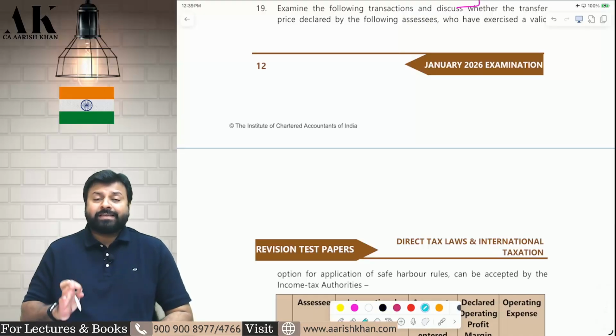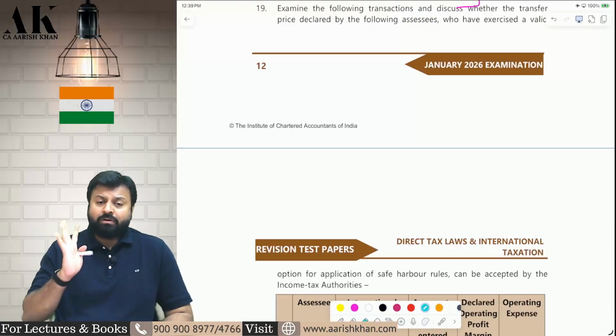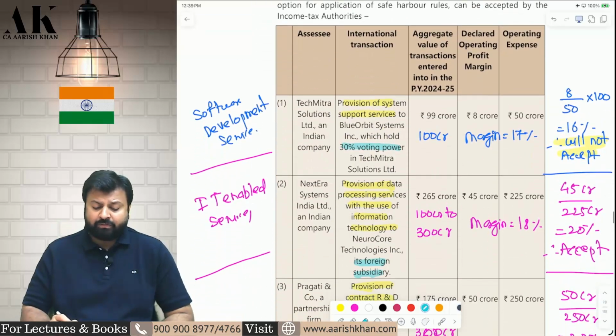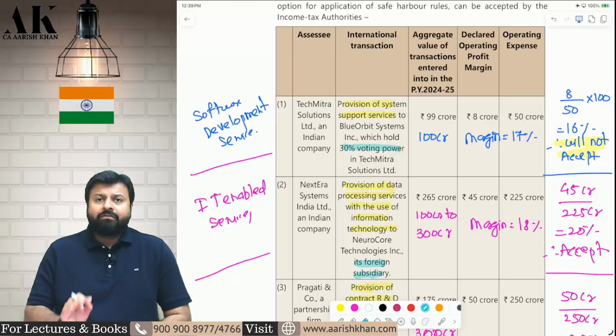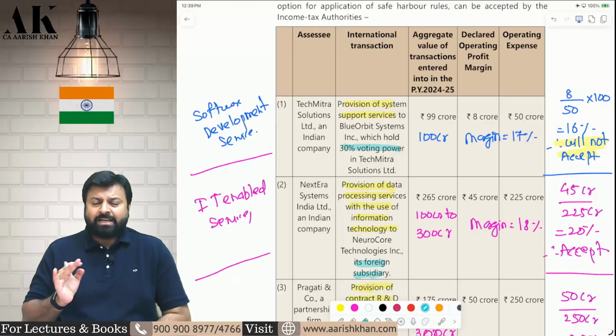Next question is on safe harbor rule. Transfer pricing with safe harbor rule. High chances it can come in the examination. Be very careful. There are 3 transactions. We need to find out whether safe harbor will be applicable or not. First of all, we need to identify whether both the entities are associate enterprises or not.